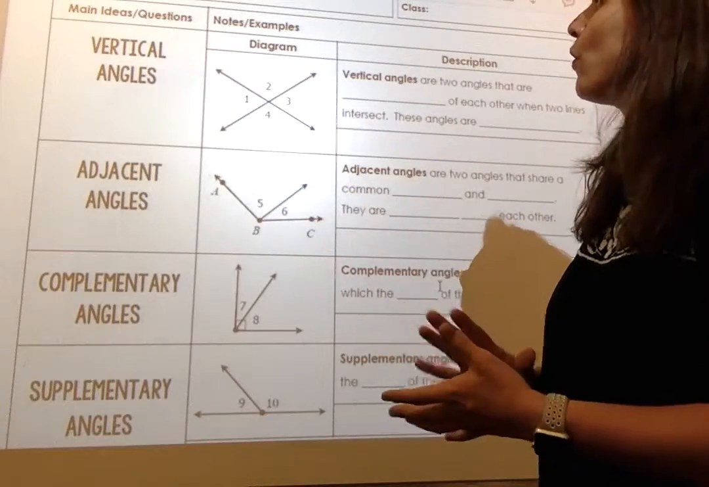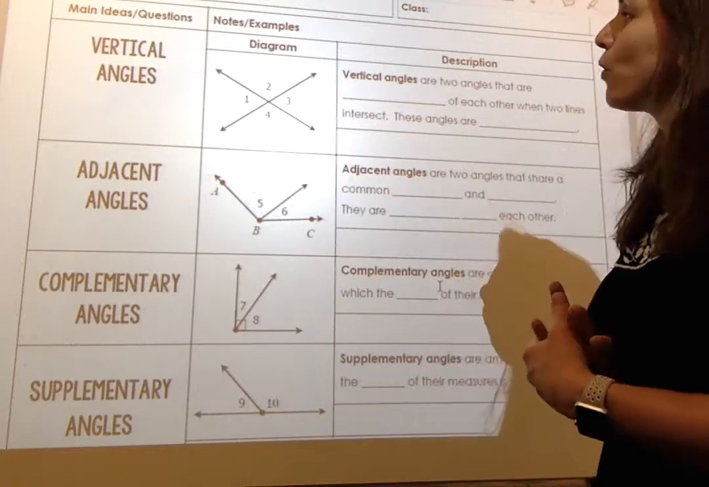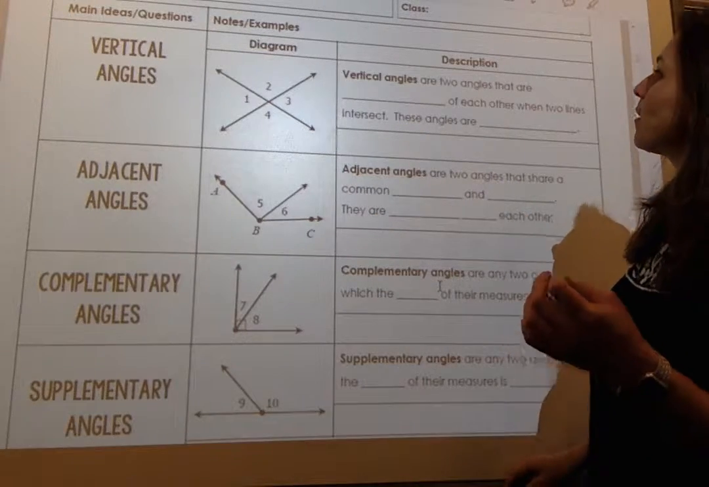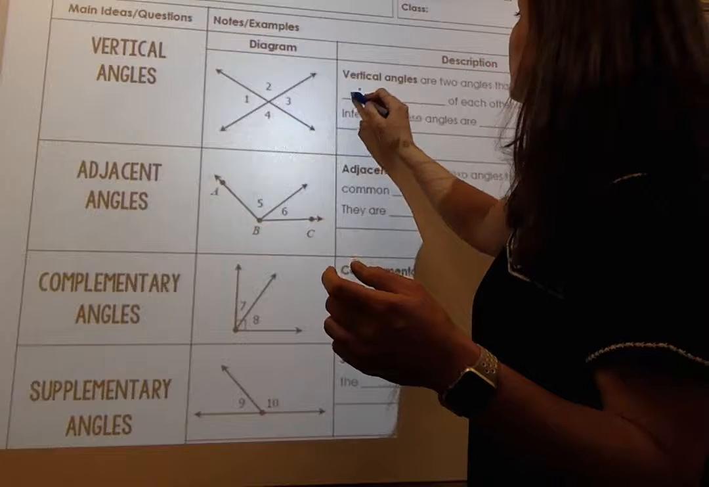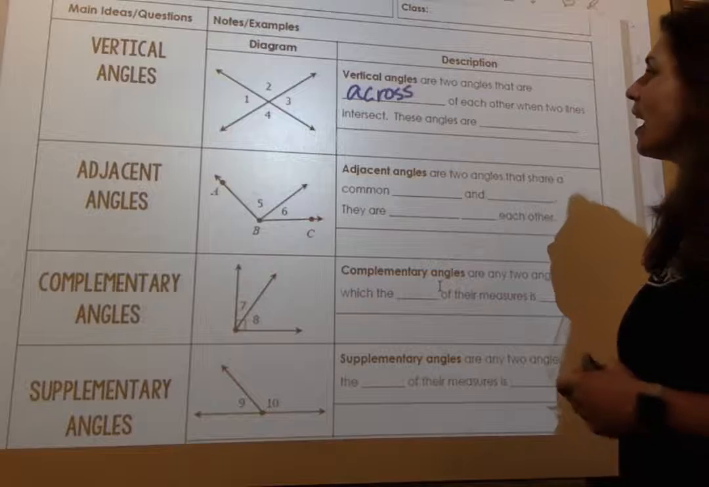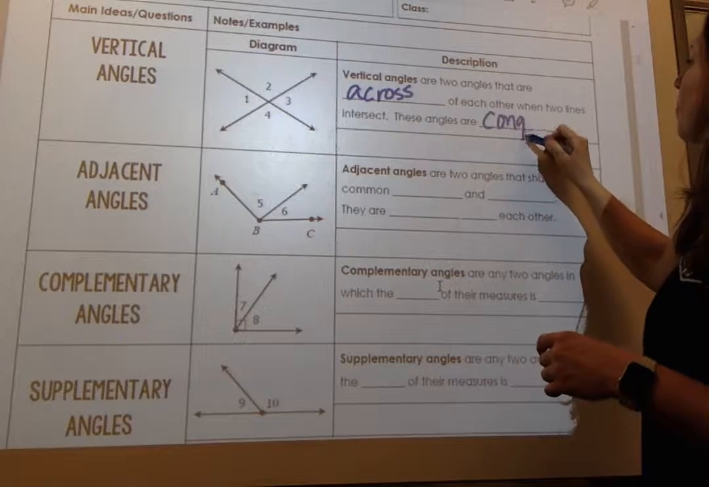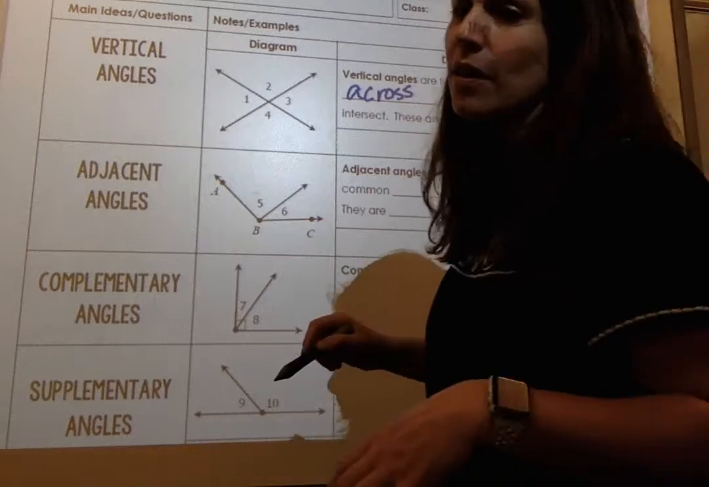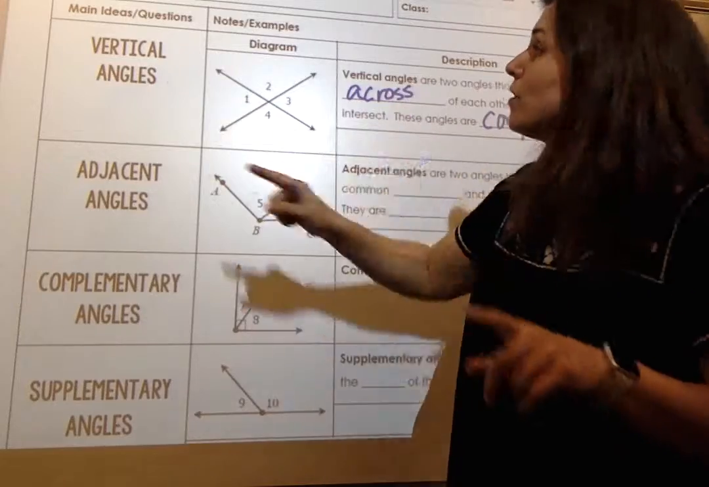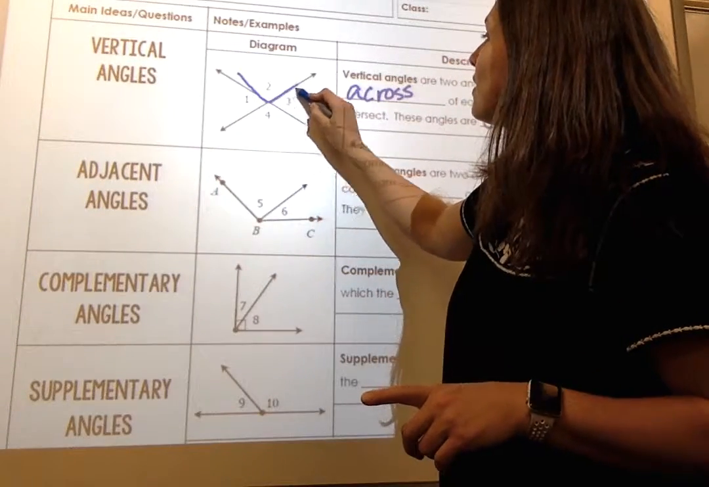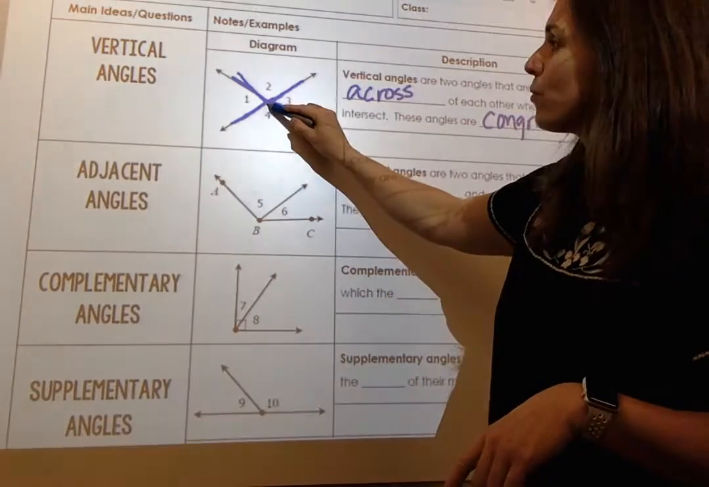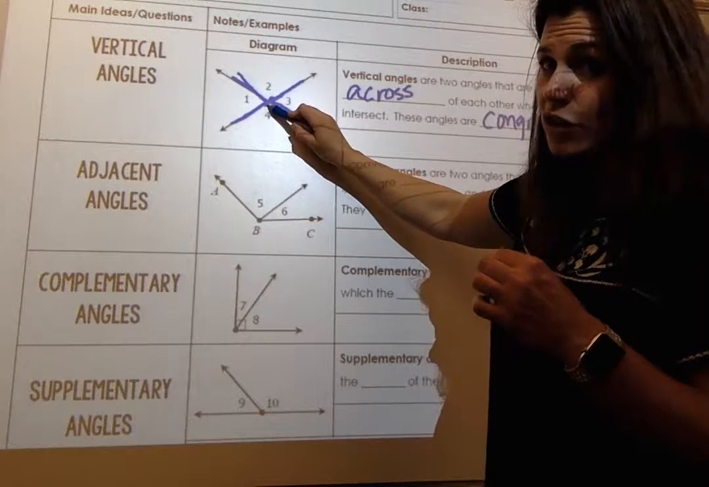So we're going to start with vertical angles. This is a diagram of what vertical angles could look like. The definition says that vertical angles are two angles that are across from each other when two lines intersect, and these angles are congruent. When I say they're across from each other, they also form a V. Vertical starts with the letter V. This forms the letter V, this forms the letter V, and they are across from each other. They share a common vertex.